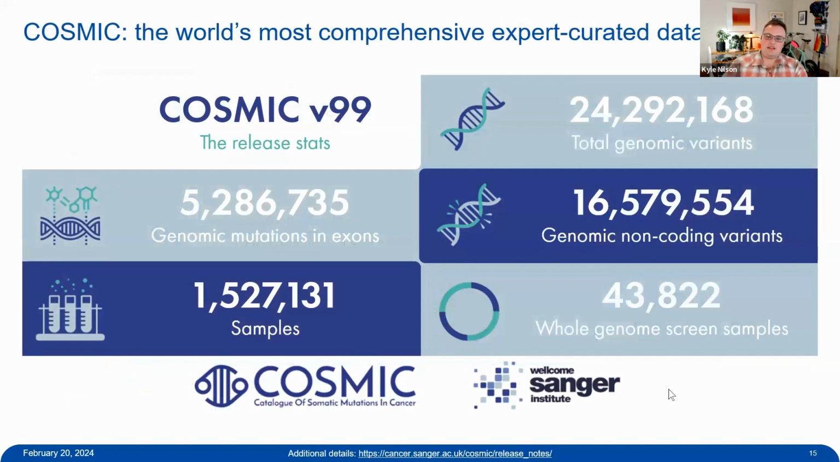The final type of data that I want to talk about is variant data. And COSMIC continues to be the world's most comprehensive gold standard reference database when you're looking for any kind of cancer annotation. COSMIC version 99 came out at the end of November. And in this case, we are very close to 25 million total genomic variants in this database. And all of that information covers a breadth of sources.